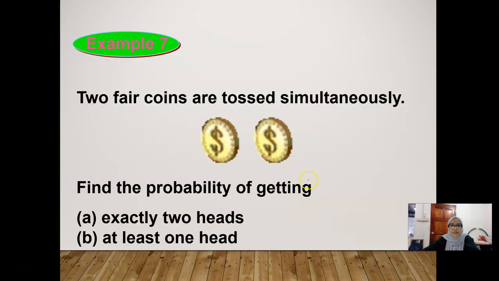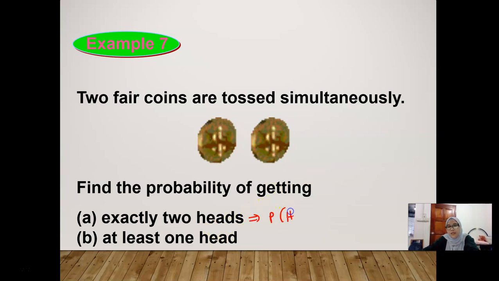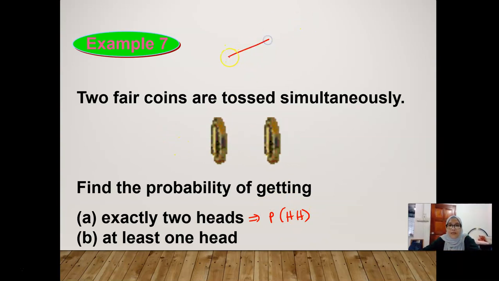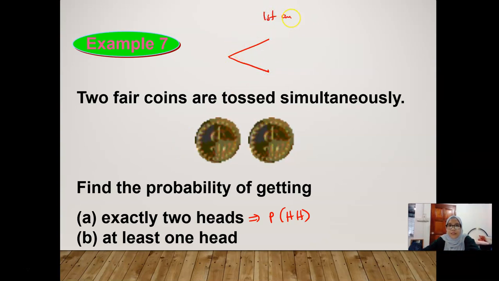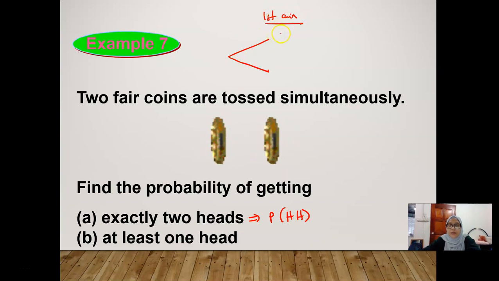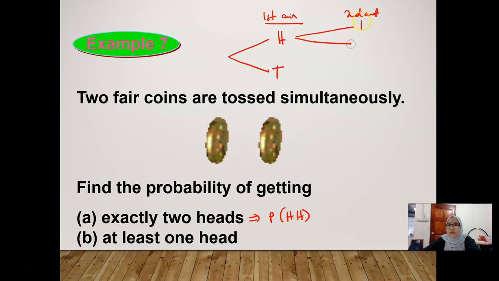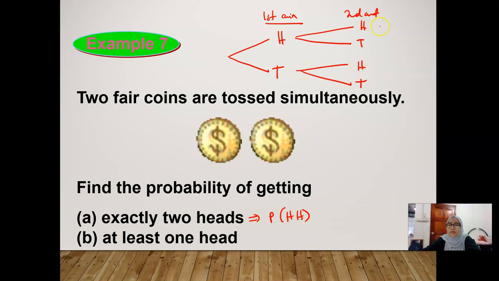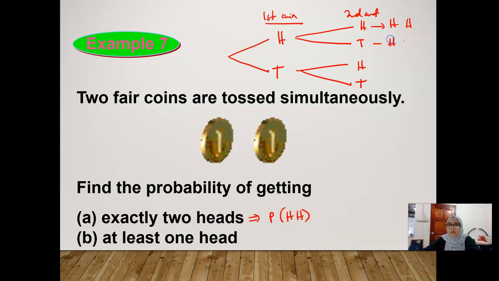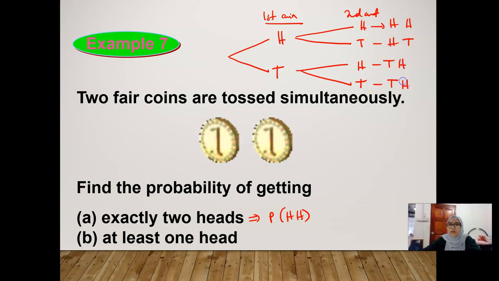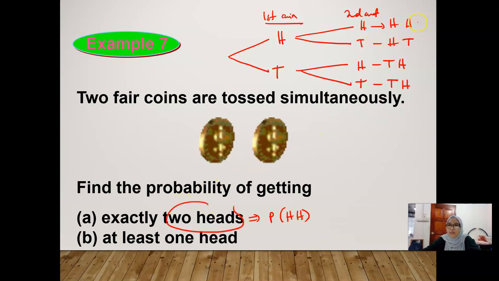Okay, next example. 2 fair coins are tossed simultaneously. Find the probability of getting exactly 2H. In other words, P(HH). We want to find P(HH). So 2 coins, the trick is, you make it in a tree diagram. The first coin, the possible outcomes are H and T. Second coin, you continue H, T and H, T. So this is H and H, this is H and T, this is T and H, this is T and H. So exactly 2H means this one.